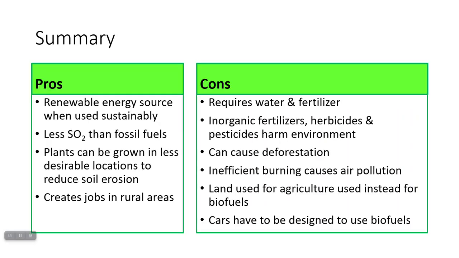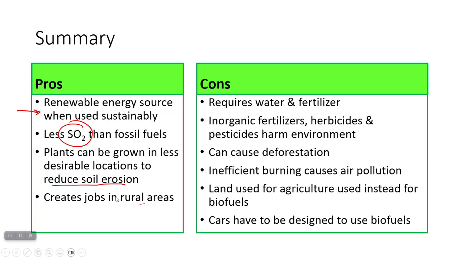So here we come to our summary slide. What are the pros? Well, when you use it sustainably, it's going to be a renewable resource. It does produce less sulfur dioxide than fossil fuels, so it's going to contribute less to things like acid rain. If you're using plants that aren't crop plants that require a lot of fertilizer or water, you can grow plants in less desirable locations, say on hillsides or along the sides of highways, and that can help reduce soil erosion, and then this can create more jobs in rural areas.